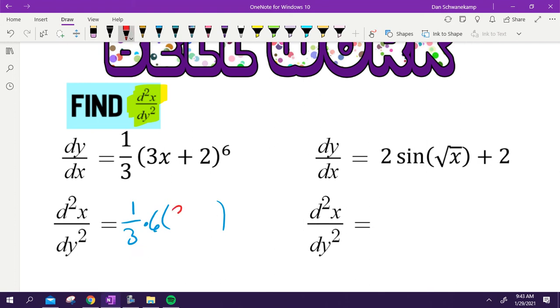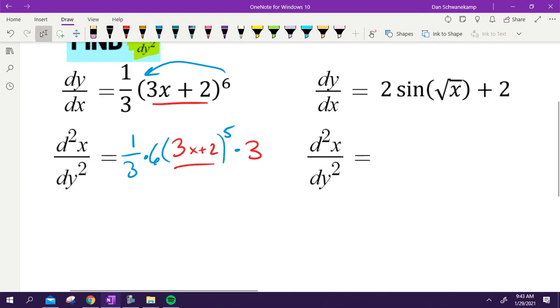Rewrite the baby. Times 3. What's my new exponent going to be? To the 5th. My new exponent is going to be to the 5th power. He multiplied by his exponent and then subtracted 1 from his exponent. And then he's taking that whole thing and multiplying it by 3 because that is the derivative on the inside. That looks a little funky. We could reduce the 3 and the 1/3. What would happen with the 3 and the 1/3? Cancel. All I'd be left with then is 6 times (3x plus 2) to the 5th.